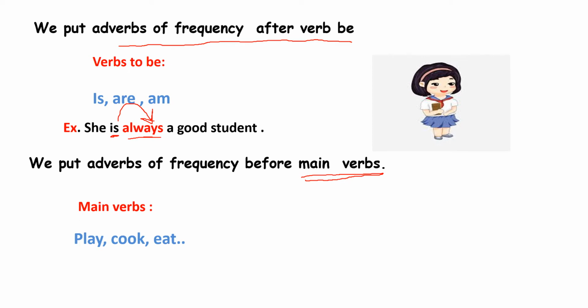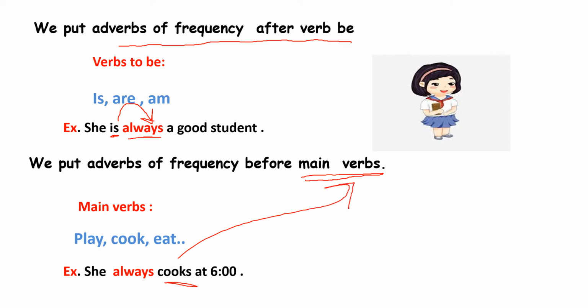If we have a main verb in the sentence, and we don't have auxiliary verbs or verb to be, only a main verb, we will put the adverbs of frequency before main verbs. For example, she always cooks at 6 o'clock. Here we have cooks. This is main verb. Not auxiliary verb. Not verb to be. So I will put the adverb of frequency before it.